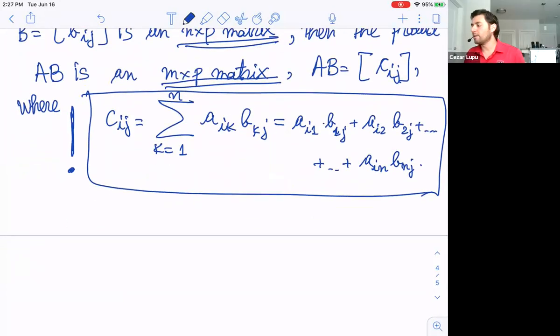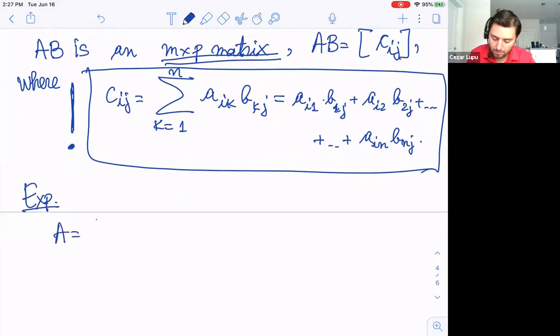Okay, so the definition means that we need to find the entry in the ith row and the jth column, and we need to multiply them. That's it. So for example, let me give you an example: find the product of two matrices. Let me take the example from the notes as well. So A is -1, 3, 4, -2, 5, 0.